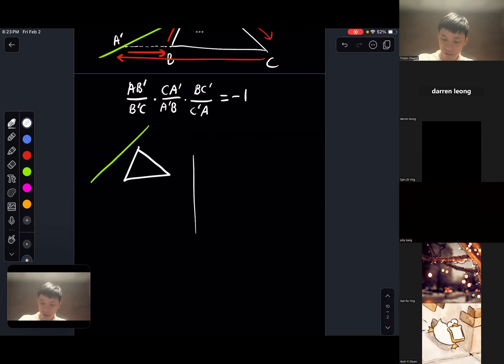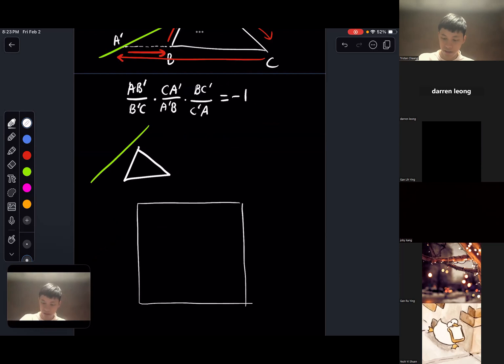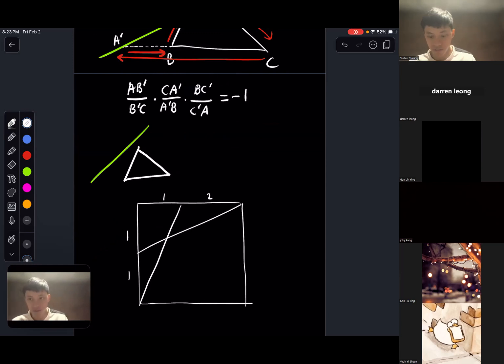Like for example, if you have, let's say, a square, and let's say we have this 1 to 1, and then you have this, let's say, 1 to 2, then you can actually find what this ratio is, x to y. How do we do that?